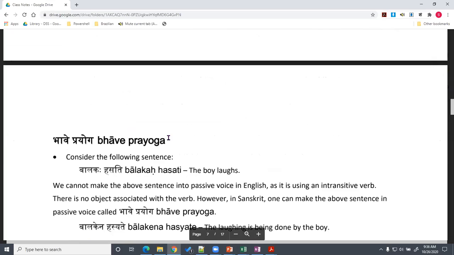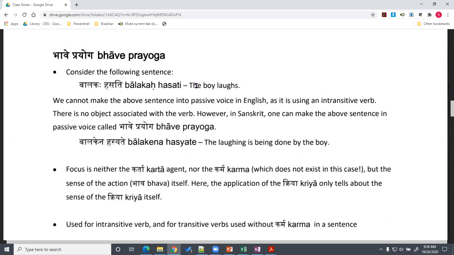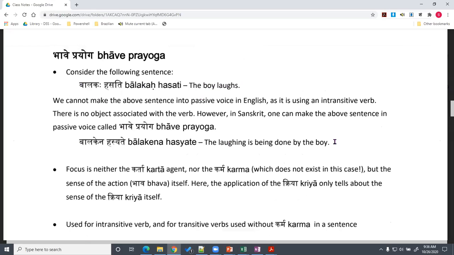And then there is Bhave Prayoga, where you use it for the intransitive, like "the boy laughs." You cannot make a passive of it in English. English doesn't support that, but it would be equivalent to saying "laughing is being done by the boy."